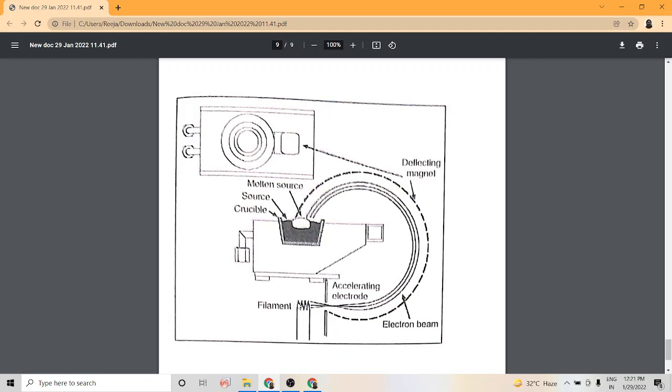Now here you see the electron gun, that is a heated cathode from which electrons are emitted by thermionic emission, and here by means of a magnetic field or a deflecting magnet, the path of the electrons is curved and it is allowed to reach the source, that is the material to be deposited. Since they are highly focused, it can be used to heat a very small area of the source, and the source atoms get vaporized, they fall on the substrate and you get the thin film.